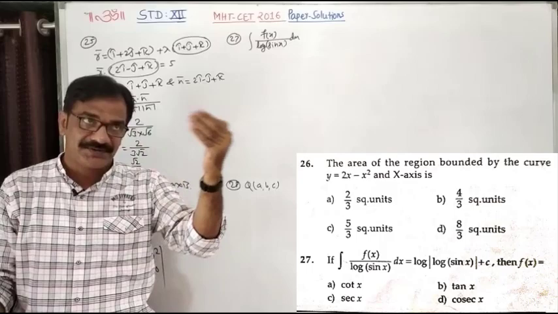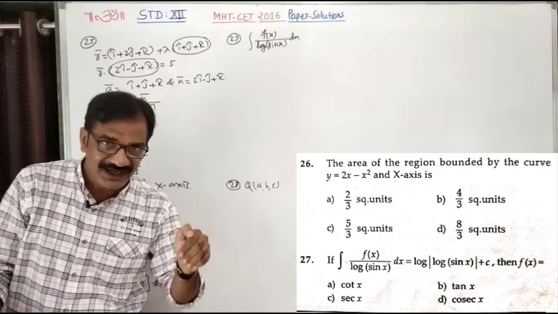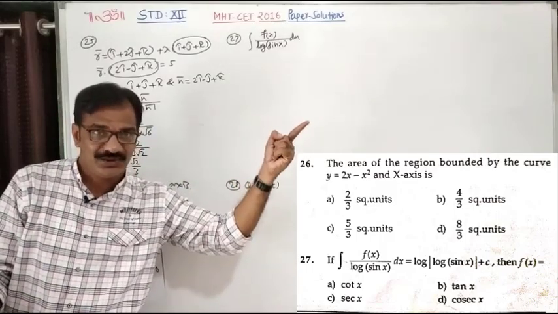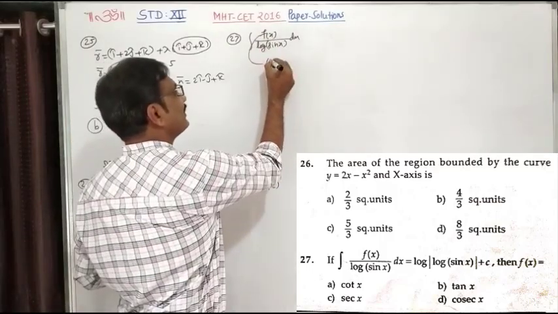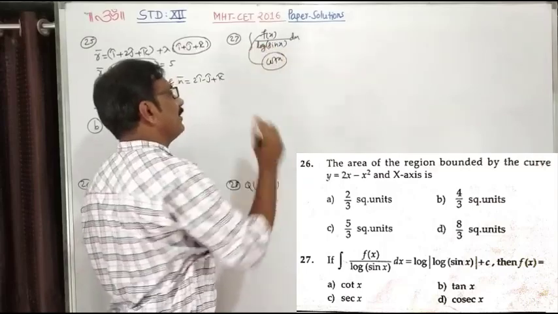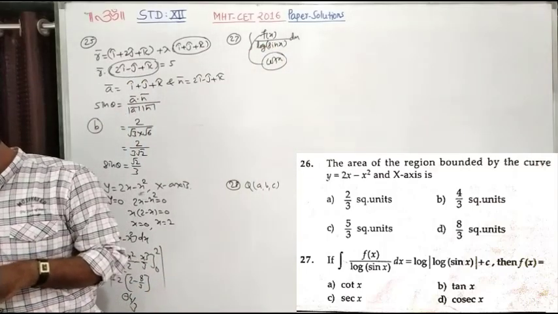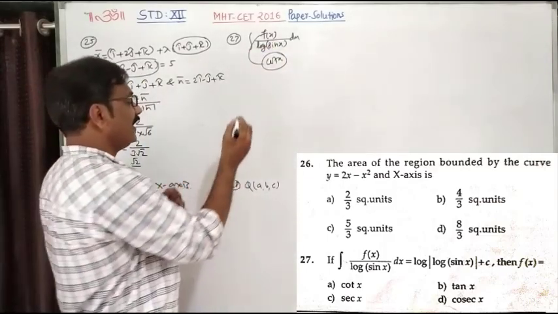So the derivative of log of sin x is 1 upon sin x into cos x. Chain rule. Cos upon sin, it is cot x. Just by observation, f of x is cot x. What is the option? Your option is A.